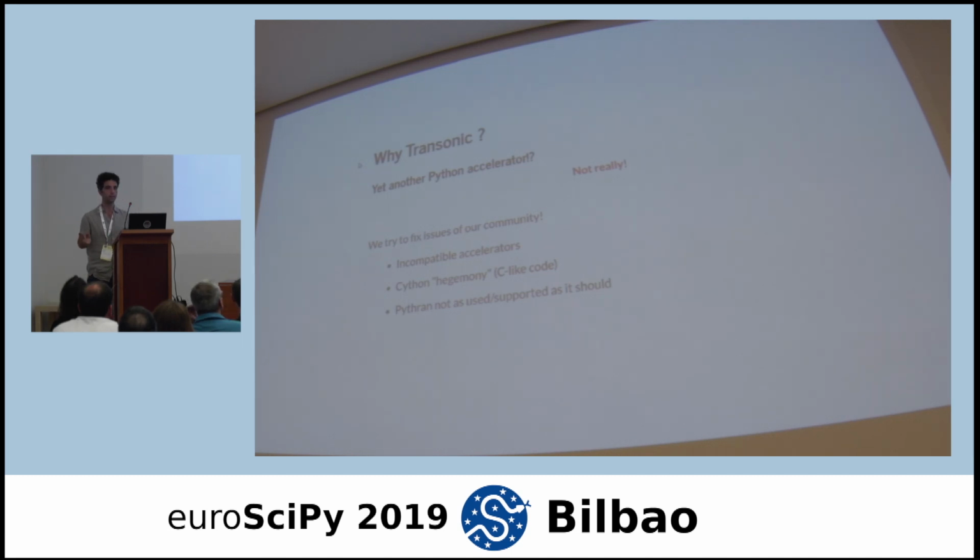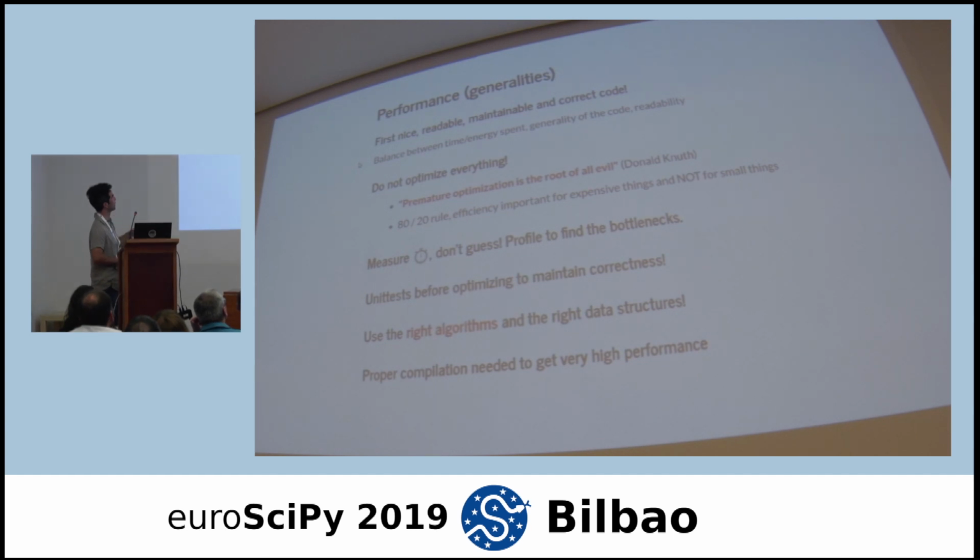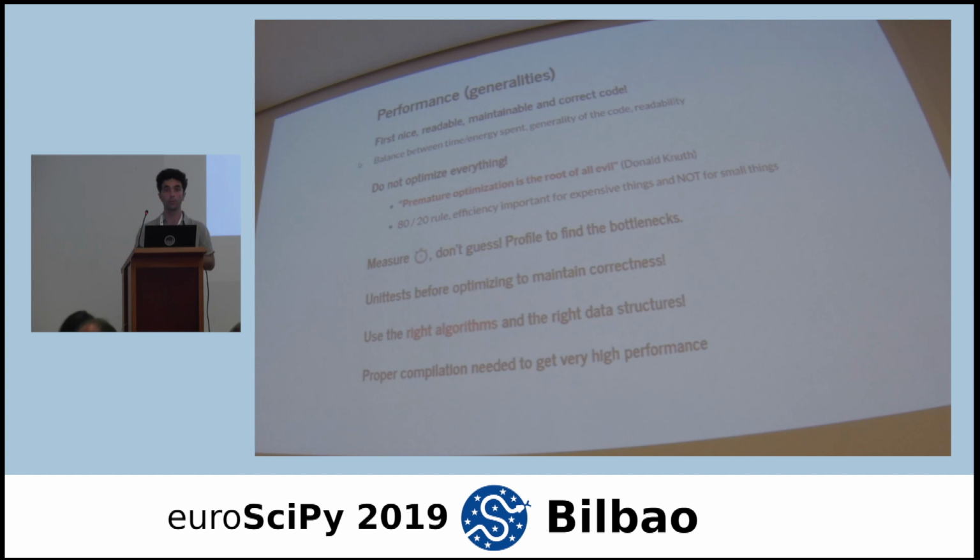So I give a talk on performance with Python, so I have to say basic things. First, performance is not everything. First, we want to write nice code. We want to write readable, maintainable, and correct code. And optimization is always a balance between the energy, the time you spend, the generality of the code, and the readability. You don't want to write everything in C. So do not optimize everything. Usually, we want to optimize only the few lines that take time in the code. And to do that, we need to measure, so profile. Of course, you need to do unit tests before optimizing to keep the correctness of the code. And before putting on any boost, JIT, things like that, you need to think about the algorithm and the data structure first. And then proper compilation is needed for really high performance.